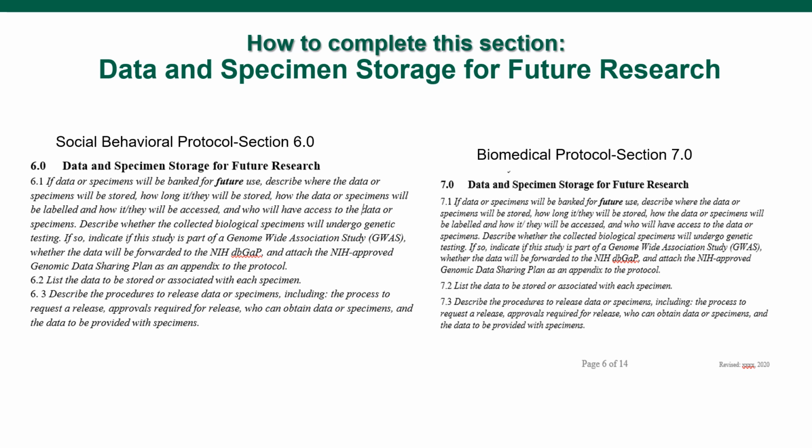Now that last bullet is a follow-up to that first section. Again, if you will not utilize your current study data specimens in the future, you're going to place N/A here. Now, if you will utilize your current study data specimens for future research use, you're going to describe the procedures to release those data specimens in the future. You're going to include in this section the process to request a release, approvals required for release, who can obtain the data specimens, and the data provided with the specimens.